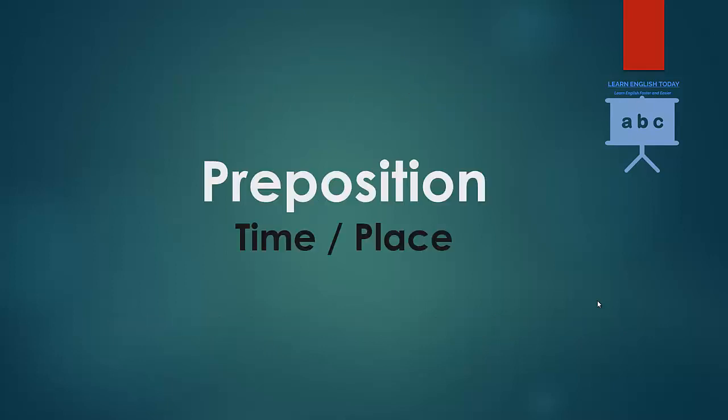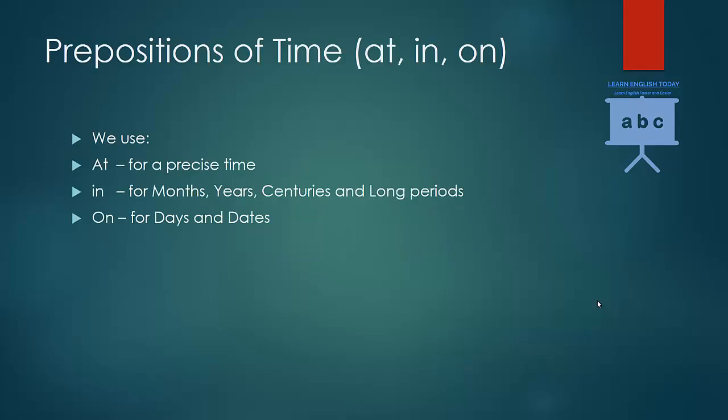Today we are going to talk about prepositions and how to use prepositions for time and place. It is more challenging for most students to use prepositions to mention time and place. So in this lesson, we are going to cover these parts. The first one, prepositions of time: at, in, on. When we use them for time, they have their specific usage.